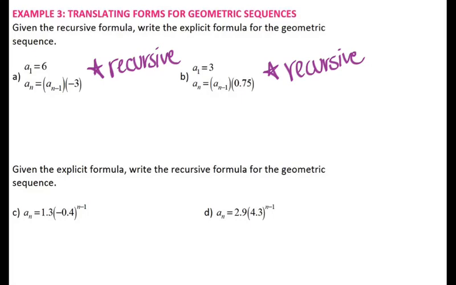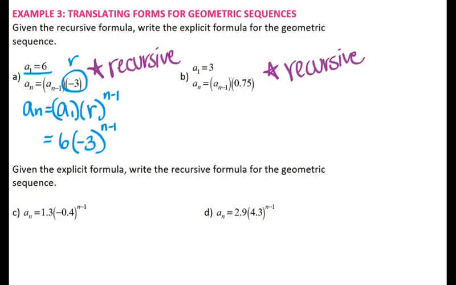Okay, so explicit formulas for the geometric look like this: a_n equals a1 times r to the n minus 1. So we already have our first term. It's 6, so I can replace that in there. Our pattern is we are taking our previous terms and multiplying by -3. So whatever you multiply by each time, that's your common ratio. So our common ratio for this is -3 to the n minus 1. Now with geometric explicit formulas, there's no other simplification that we can do. So that is our final answer.